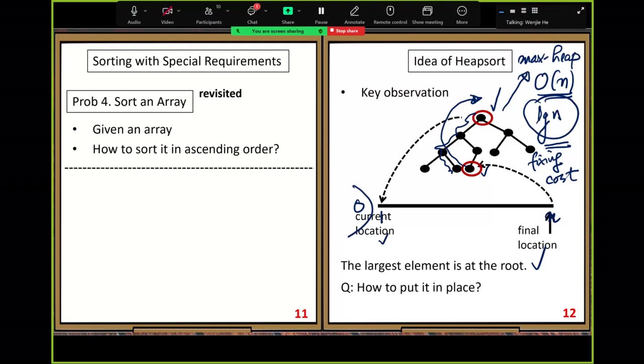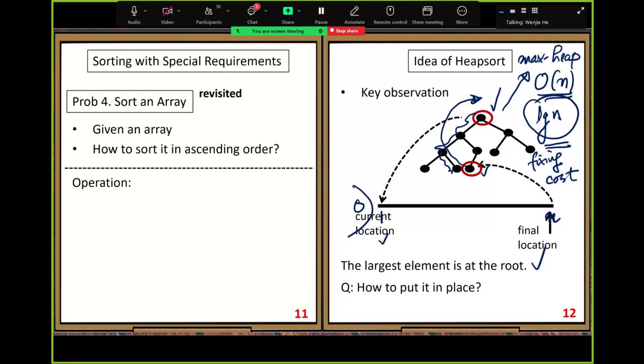After this much fixing cost, we recover the current heap to the max heap again, so we can put another element in place. Because this time the element at the root must be the second largest. So we put the second largest element in place in the second round. Then the next round we need to fix the dirty node at the root another time, and then put the third element in place, and so on.